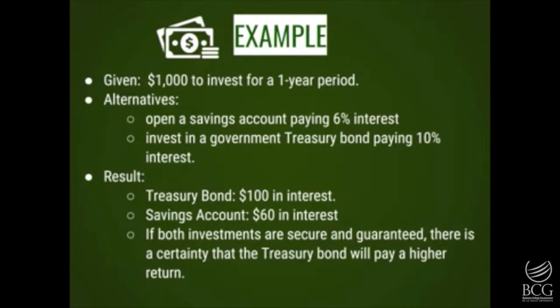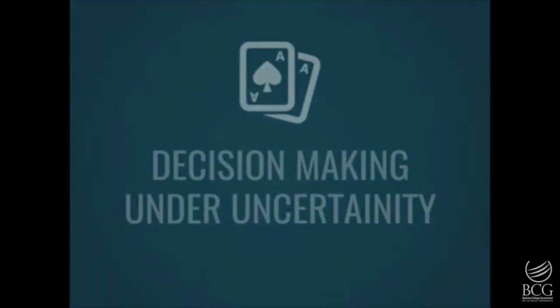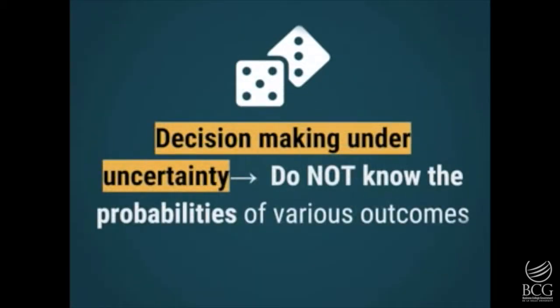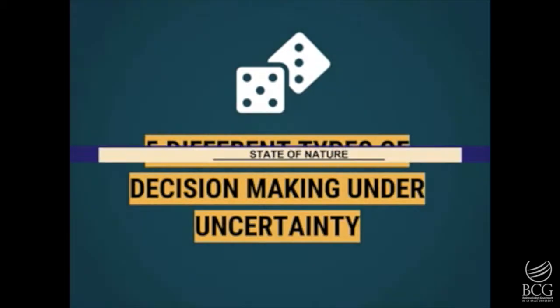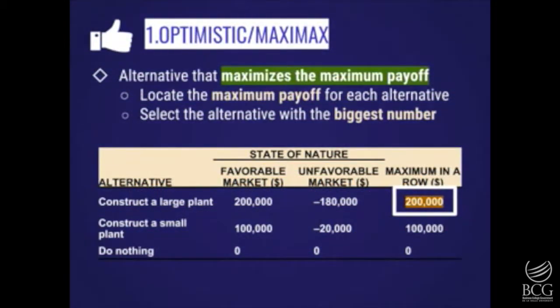For the next type of decision-making environment, we have the decision-making under uncertainty. Here, decision makers do not know the probabilities of various outcomes. There are 5 different types. First, we have the optimistic or maximax. It is used to find the alternative that maximizes the maximum payoff.